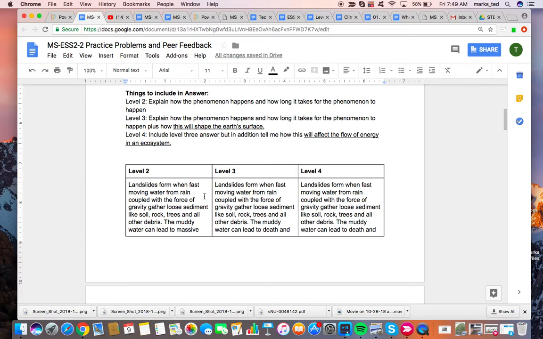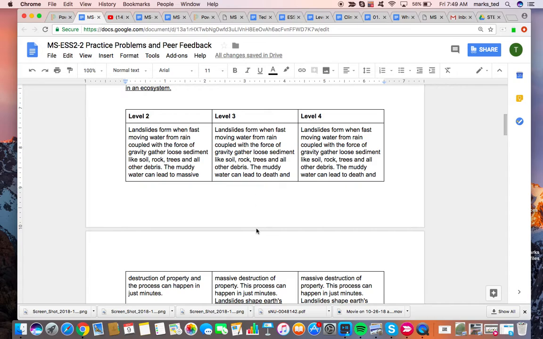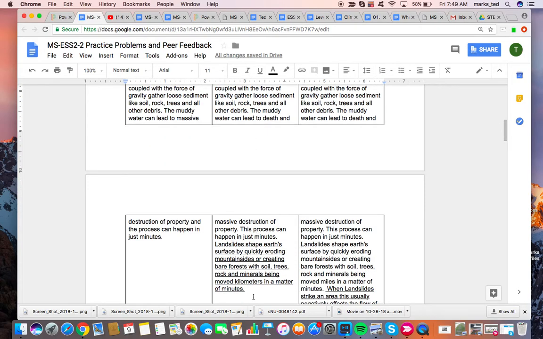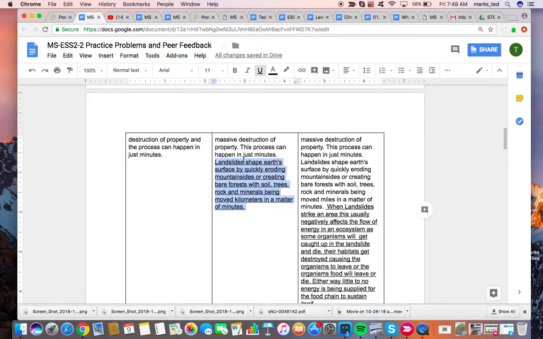For a level 3 answer, I've simply taken what I said for level 2, put it into level 3, and then this underlined part here, I've added how this will shape the Earth's surface. Landslides shape the Earth's surface by quickly eroding mountainsides or creating bare forests, with soil, trees, rocks, and minerals being moved kilometers in a matter of minutes.